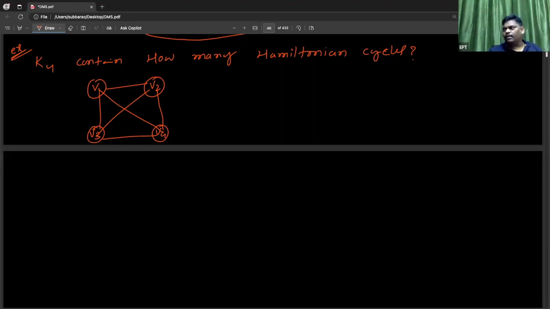When you say cycle, how does order matter? All will come anyhow. When you say cycle, how does order matter? The same cycle you cannot count 5 times.